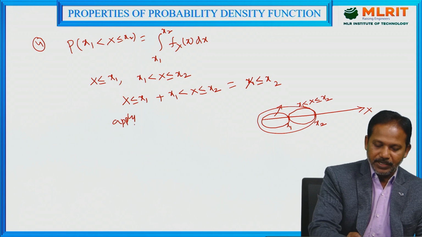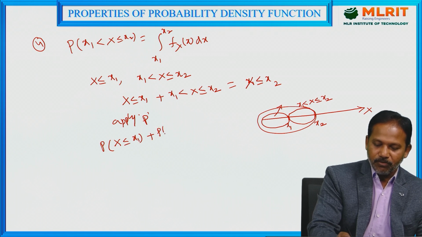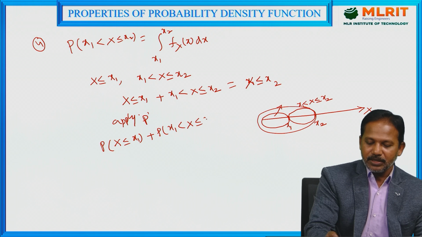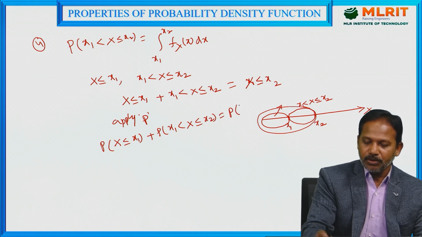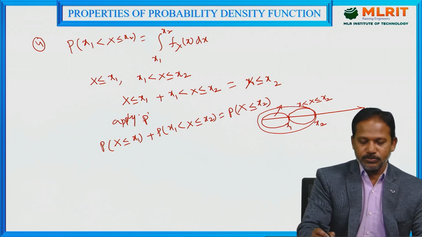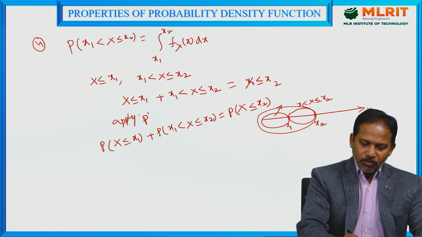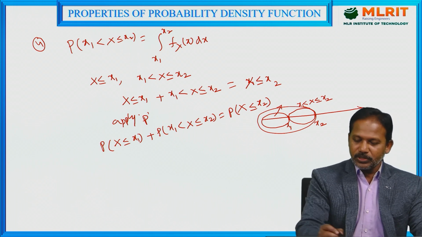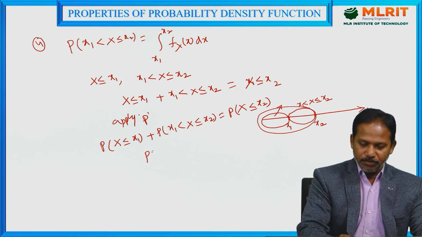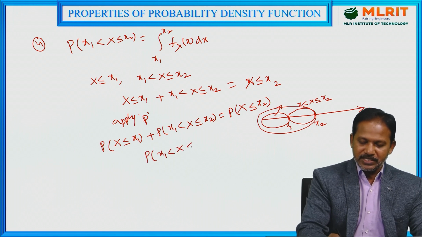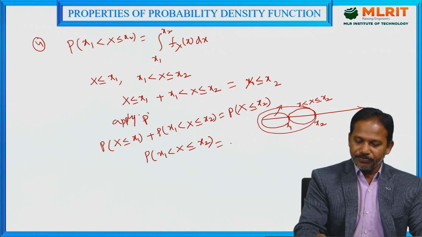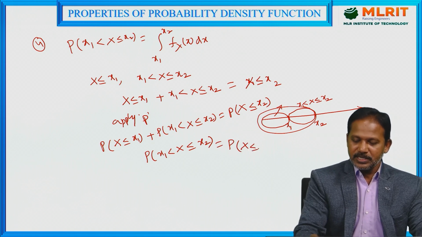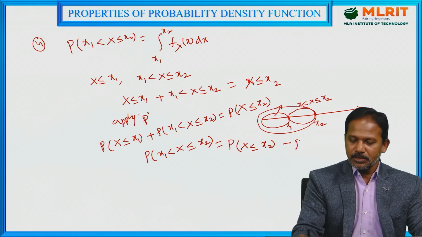Apply probability. So we can write P of X less than or equal to x1 plus P of x1 less than X less than or equal to x2 is equal to P of X less than or equal to x2. Here I need to move P of X less than or equal to x1 to the right hand side. So I can write P of x1 less than X less than or equal to x2 is equal to P of X less than or equal to x2 minus P of X less than or equal to x1.